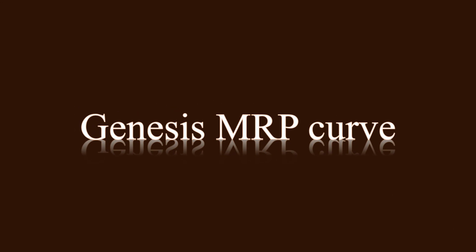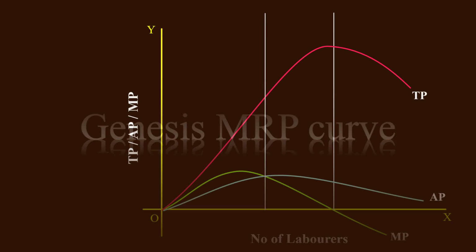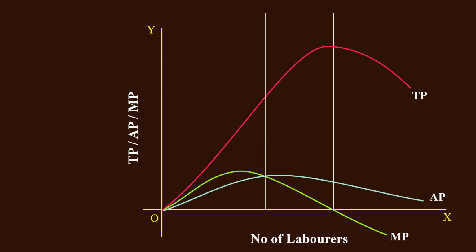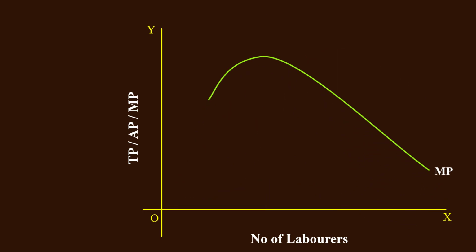Part 1. Genesis of marginal revenue product curve. Look at this graph. This is a very familiar one. It is used to explain the law of variable proportions. The marginal product curve alone is taken in the theory of wage determination. When the marginal product curve is made to represent its money value, the curve becomes the marginal revenue product curve.